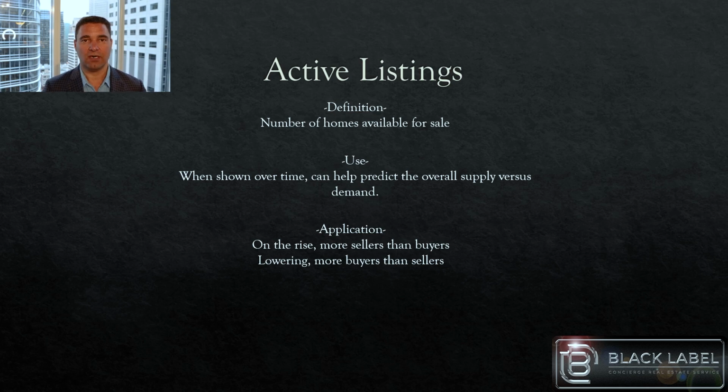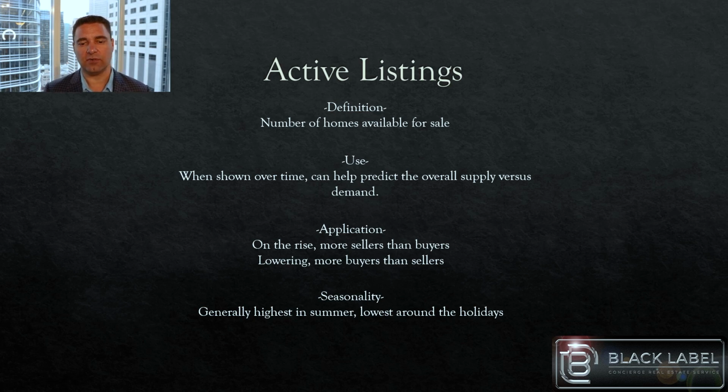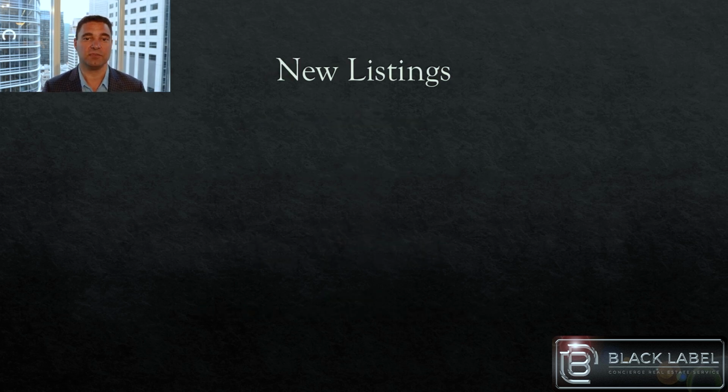So when there's more active listings on the rise, then you know that there's a lot more sellers than buyers. And if it's lowering, that means that the buyers are gobbling up the existing listings. Seasonality, generally it's highest in the summer and the lowest around the holidays, Christmas, New Year's. People generally like to stay put, so you don't see many people looking for homes or selling homes around that time.